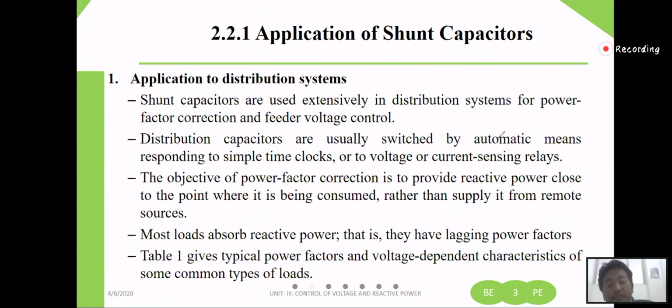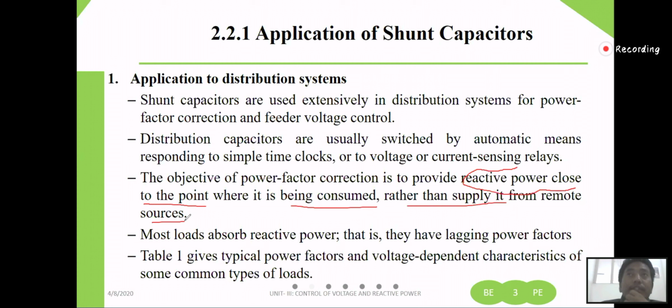but actually the main objective of power factor correction is to provide the reactive power. Okay, so the very important thing is to provide the reactive power close to the point where it is being consumed, rather than supplying it from a remote source. Which means the main objective of power factor correction is to provide this reactive power close to the point where it is being consumed.